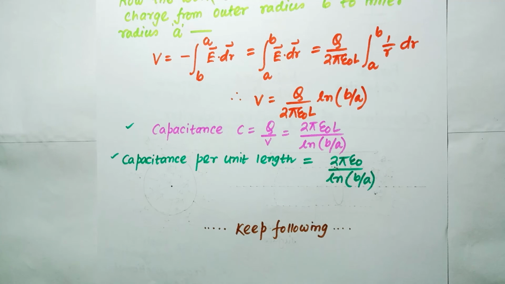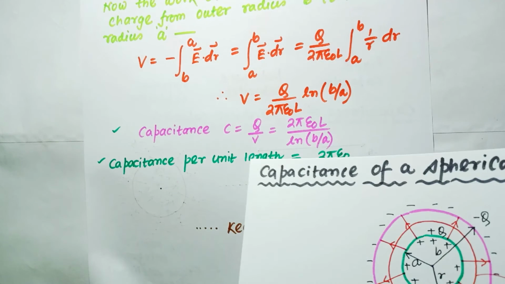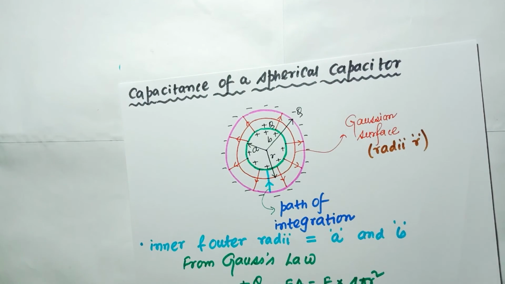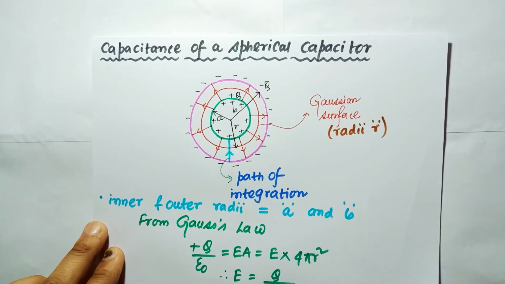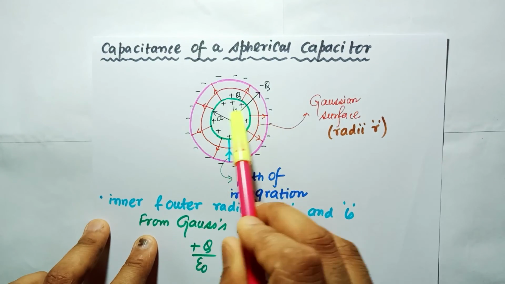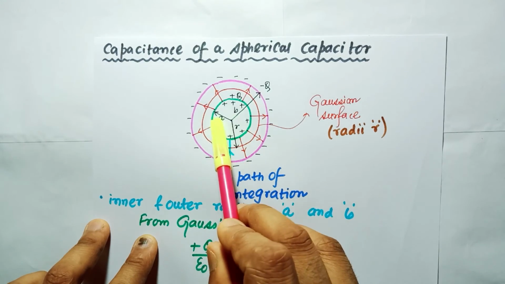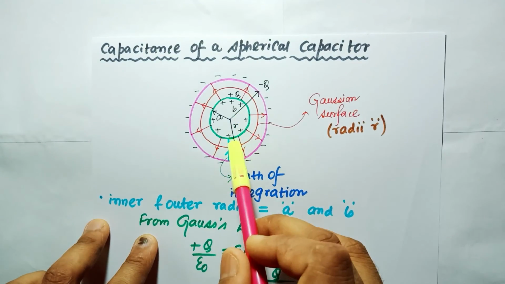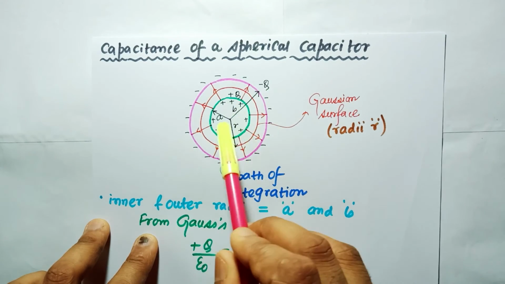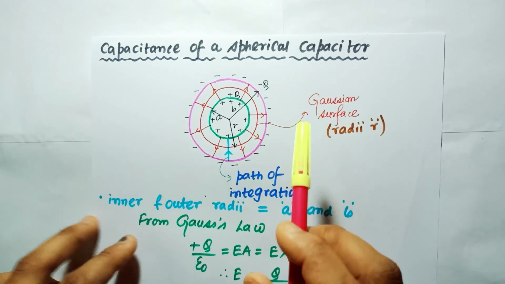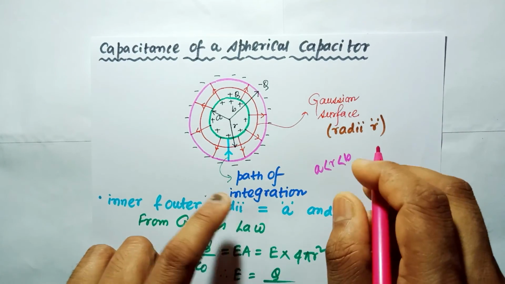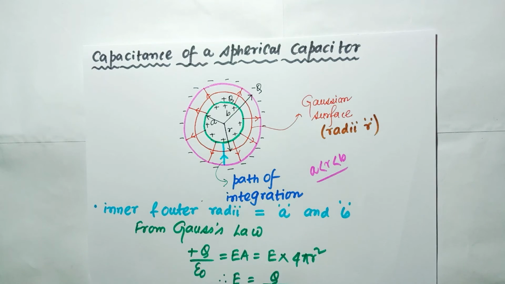Same as before, now we'll try to calculate the capacitance of a spherical capacitor. You can see this is the spherical capacitor. The inner spherical shell has radius small a and the outer one has radius b. I consider one Gaussian surface in between the radii a and b like before, where a is less than r less than b. This is the condition for choosing the Gaussian surface.